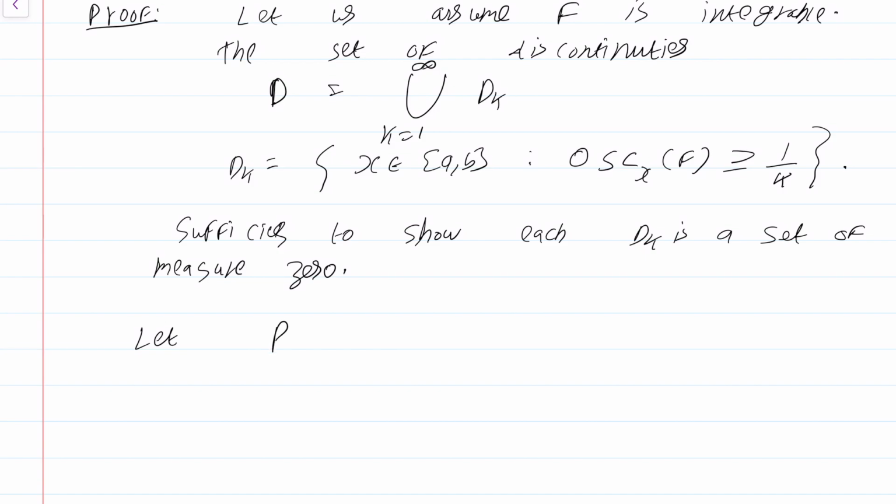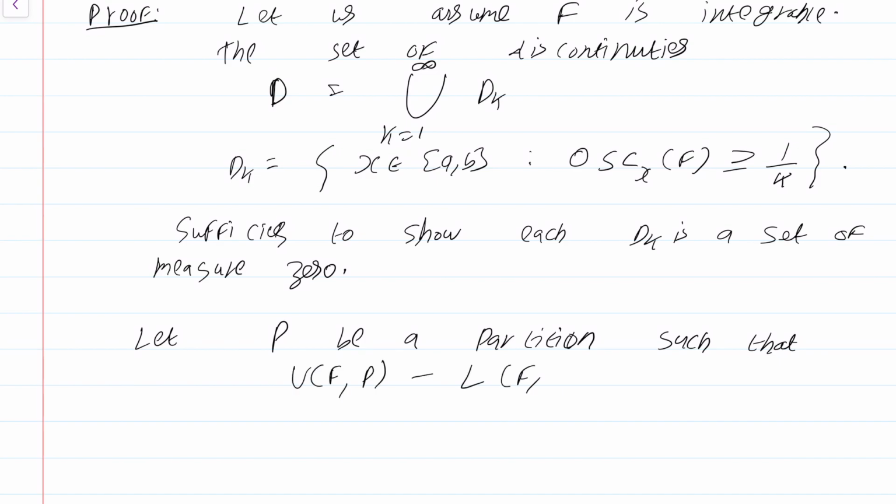Let P be a partition such that U(f,P) minus L(f,P) is less than epsilon by k. You will understand why I'm putting this k in the denominator. This k is the same k here. We are going to show that each Dk is a set of measure 0. So I should say fix k in N to be concrete. Fix k in N. I'm going to show that Dk is a set of measure 0. Fix k in N and epsilon greater than 0, and choose a partition such that this holds.